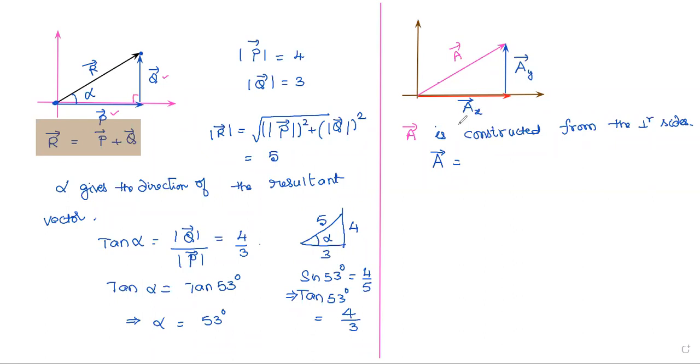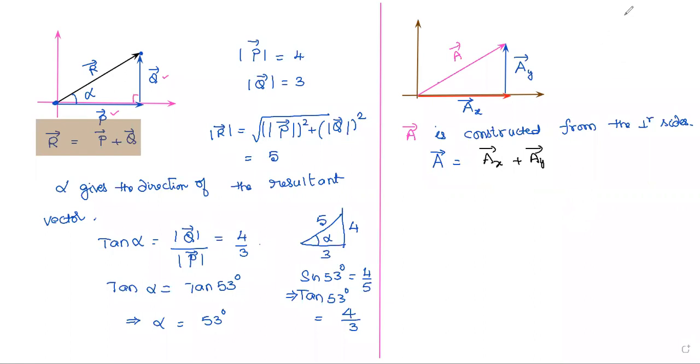Then A bar can be written with this knowledge as A X bar, like P bar, plus A Y bar. Is it correct? Yes, very good, Lalit. It is correct. Okay, good, good, good. Very good, very good.